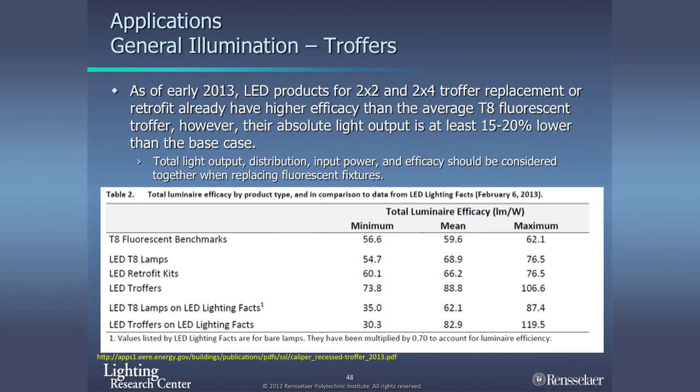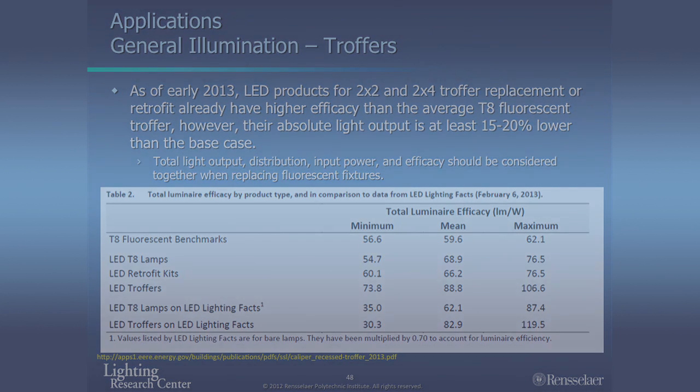Here's one that was 106.6 lumens per watt. I've now seen one at 110 lumens per watt. And even the replacement lamps are getting up there. Here's one of the LED troffers, Lighting Facts. Oh, this was 119.5 lumens per watt. Lighting Facts is a program run by the Department of Energy that tests these products for a label. So we do see about 120 lumens per watt.